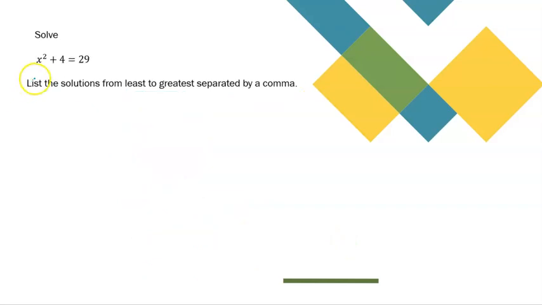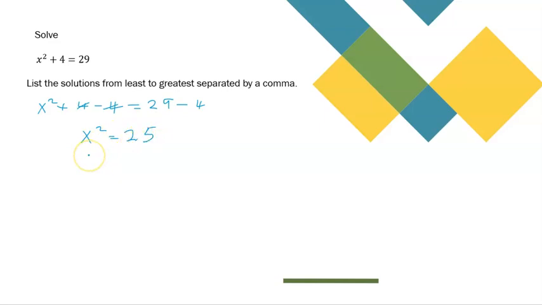The second question: solve x squared plus 4 equals 29. Again, our goal is to isolate x squared. So we start by subtracting 4 from both sides. You are going to have x squared plus 4 minus 4 equals 29 minus 4. Notice that 4 minus 4 cancels out. We are left with x squared equals 25.